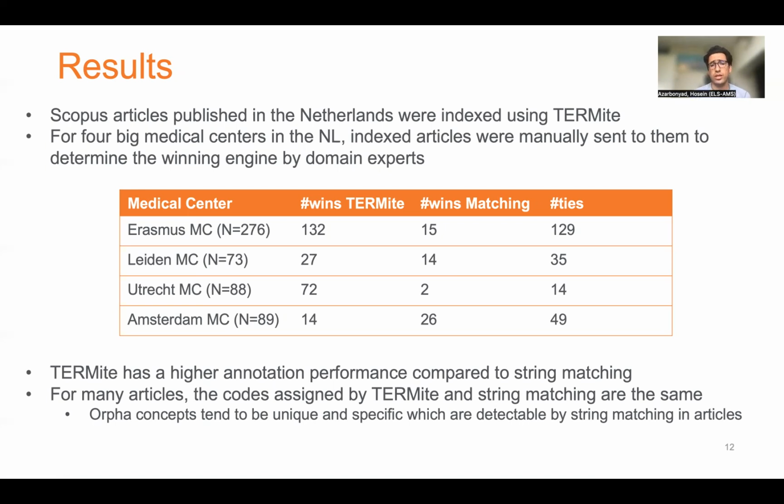And for many articles, the disease assigned by TERMite and string matching are the same. The reason is that the Orpha concepts, or rare diseases, tend to be very unique and specific, which are detectable by string matching in our articles as well.